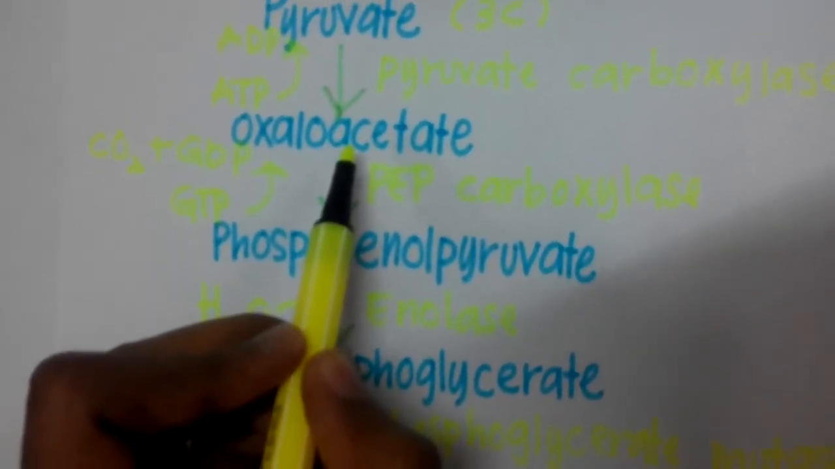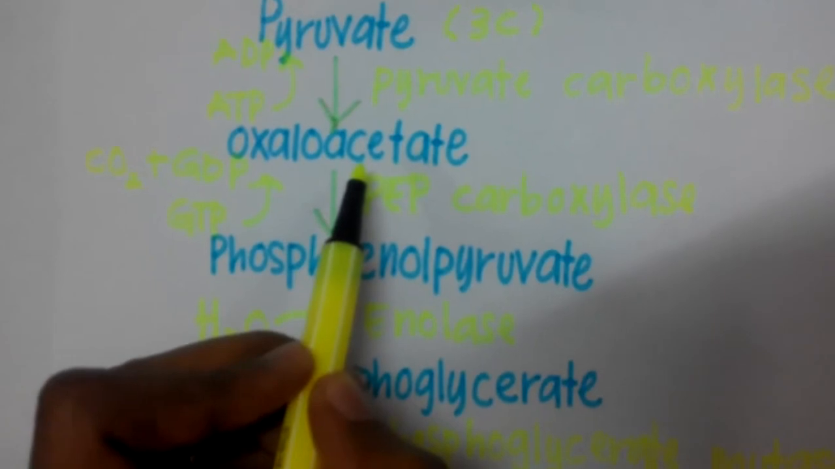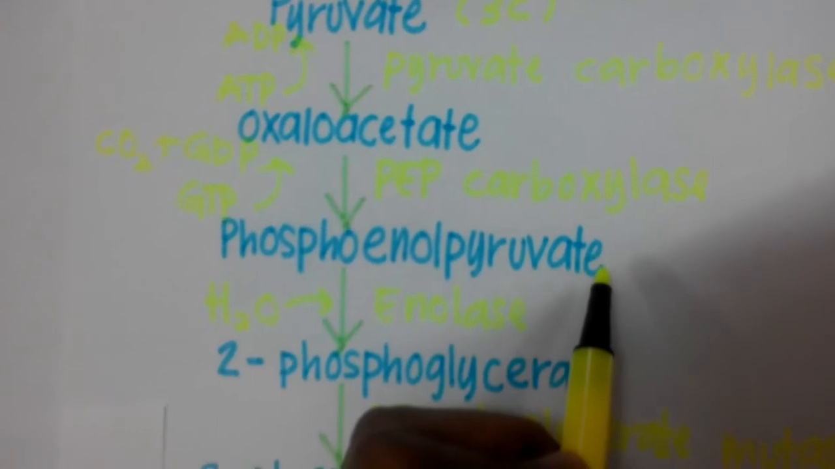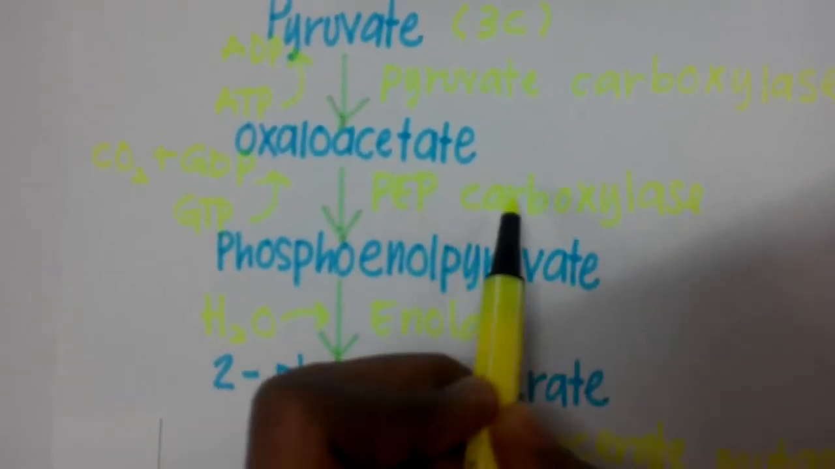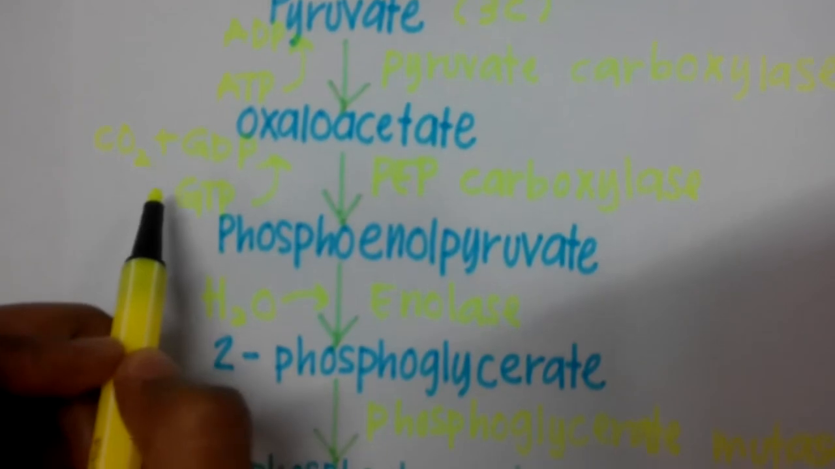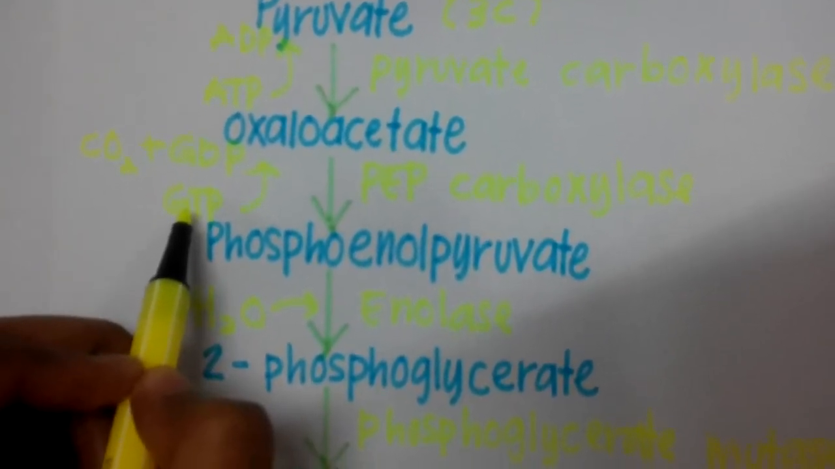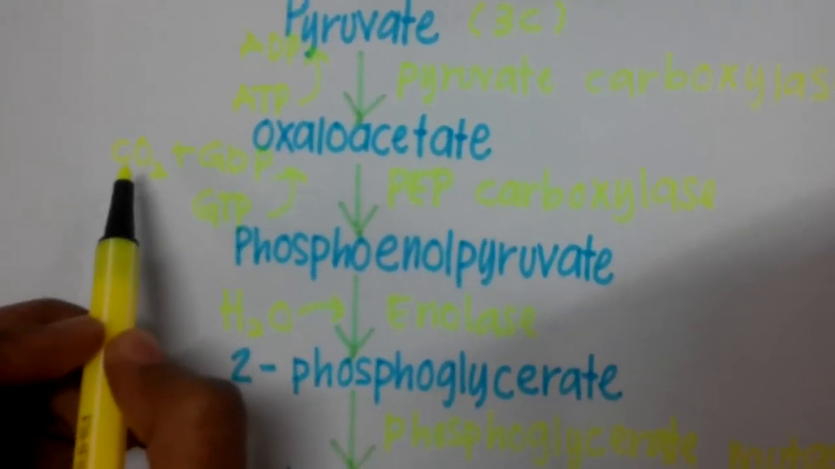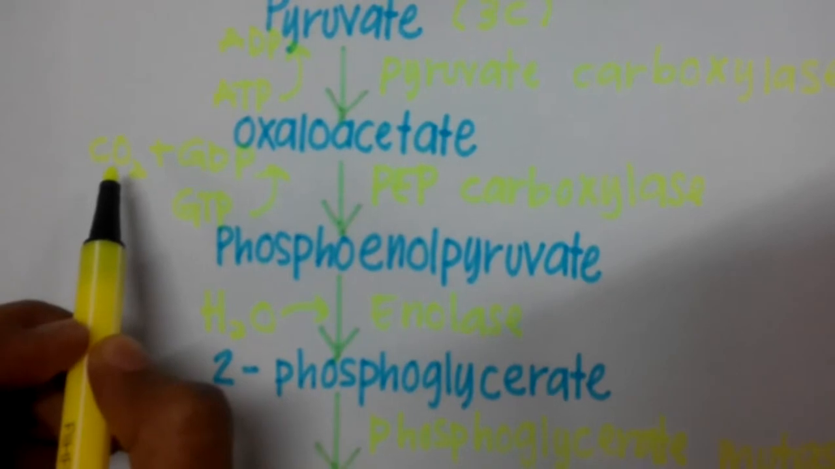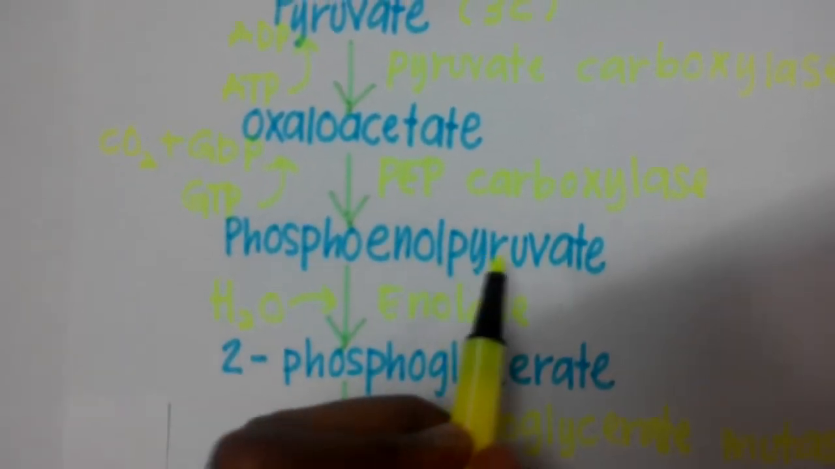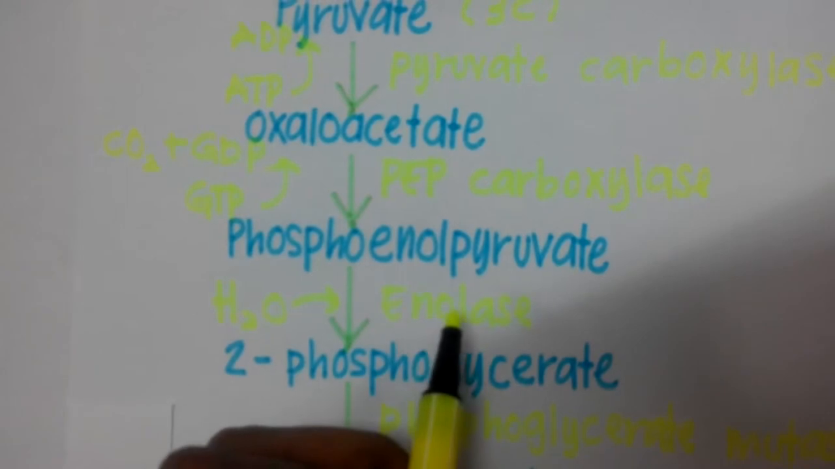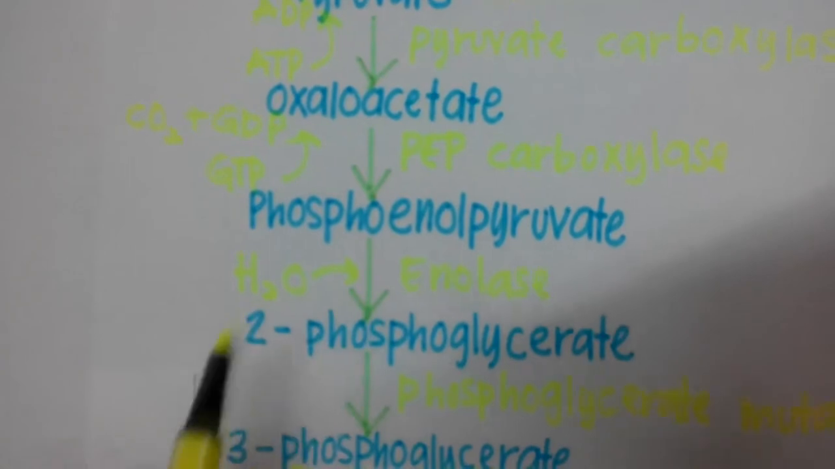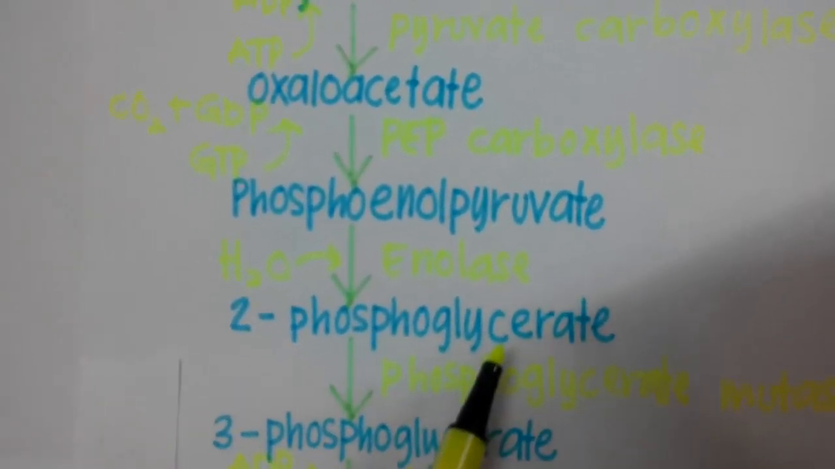Oxaloacetate is then decarboxylated and phosphorylated to form phosphoenolpyruvate by using the enzyme PEP carboxykinase. During this reaction, GTP is hydrolyzed to form GDP plus carbon dioxide. Next, phosphoenolpyruvate will use enolase and water is added in this reaction to form 2-phosphoglycerate.